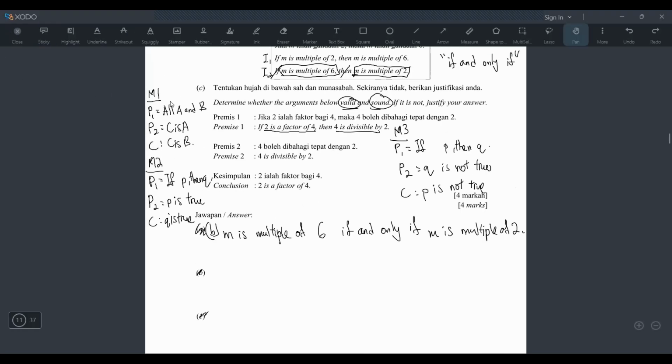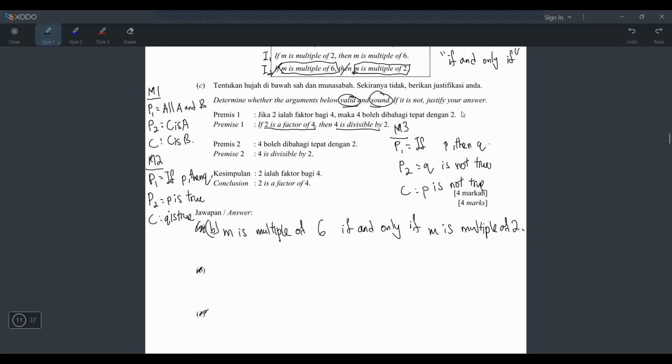So what is valid? Valid means if you want to know valid or not, we have to check the format. Okay, it means you have to memorise all these 3 formats. If the argument follows the format, then we say valid. If it doesn't follow, then not valid.